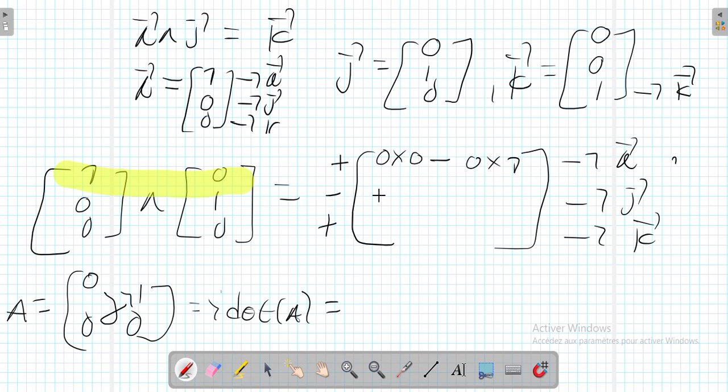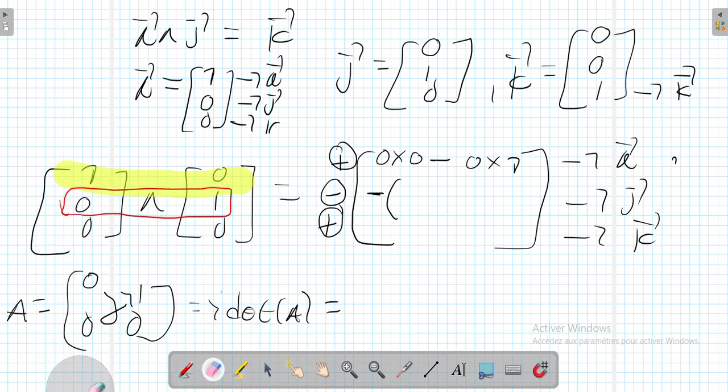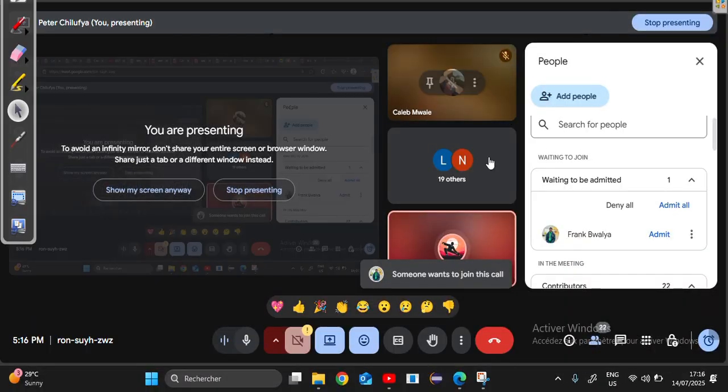Then the second part you put negative because there's a negative here. Then what do you do? You cancel out the second part. Then what do you remain with? You remain with your new matrix A, which will be 1, 0, 0, 0. Then you do the same: you find the determinant.